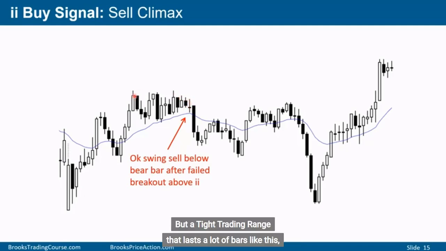But a tight trading range that lasts a lot of bars like this, it's not a very good stop order market. The probability is not very good. Remember I said for IIs, OOs, IOIs, the probability is often 50 to 60%. This is probably 50% or less. However, it turned out to be a profitable short.